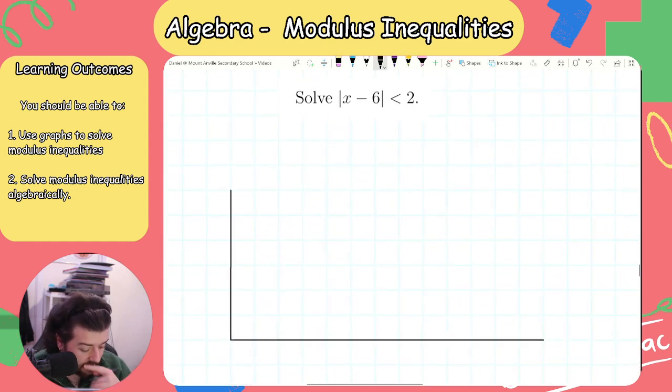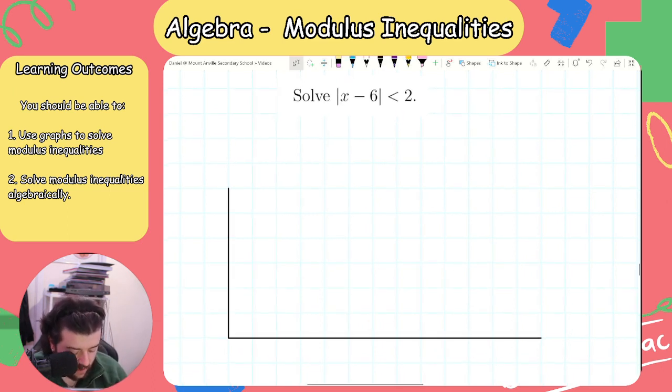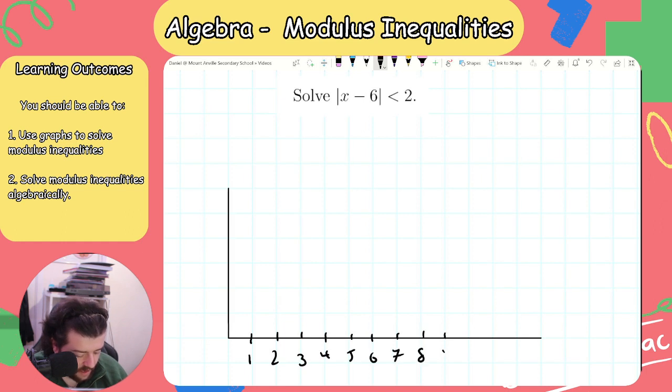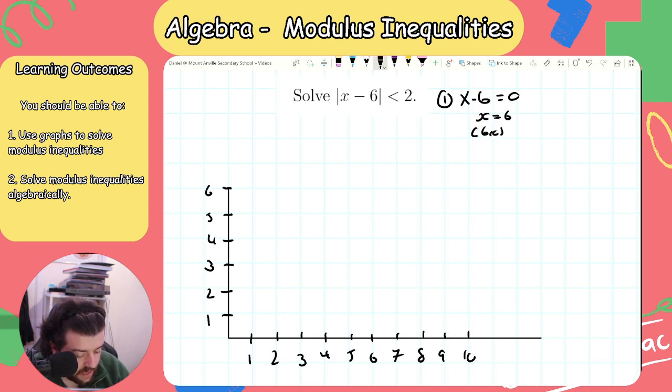Solve the modulus of x minus 6 is less than 2. I want to plot this modulus out, so I'm labeling my axes 5, 6, 7, 8, 9, 10, and 1, 2, 3, 4, 5, 6. I need my 3 points. First point, let the inside of my modulus equal 0. So x minus 6 equals 0, x is equal to 6. My first point is 6, 0. There it is.